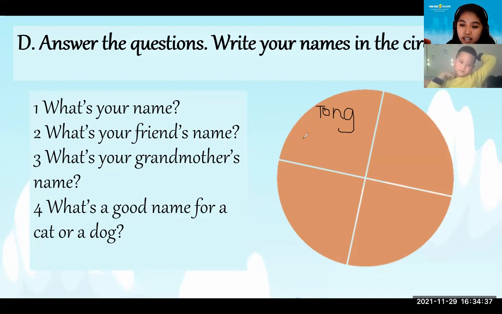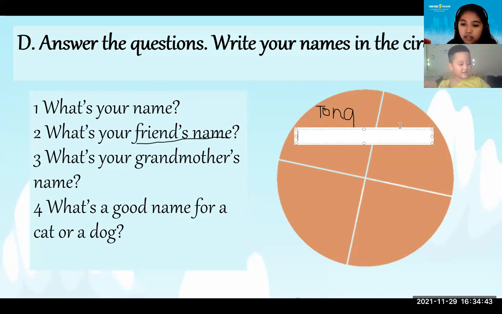What's your friend's name? Your friend's name. Theo. Hi, Theo. What's your friend's name? You spell. What's your friend's name?